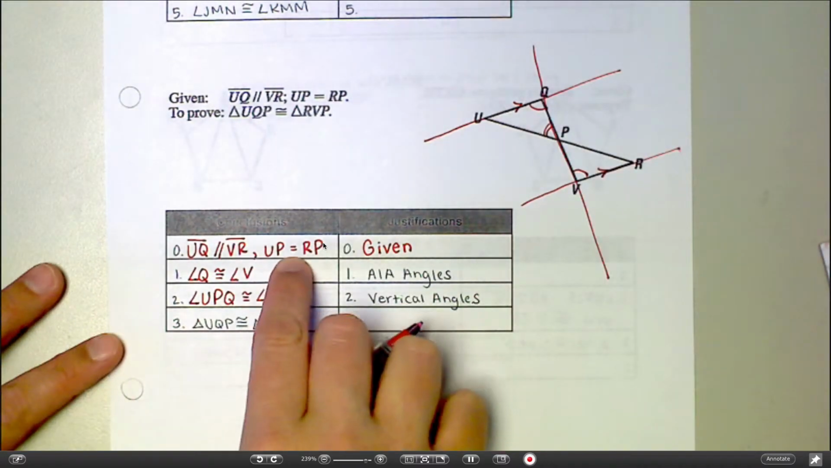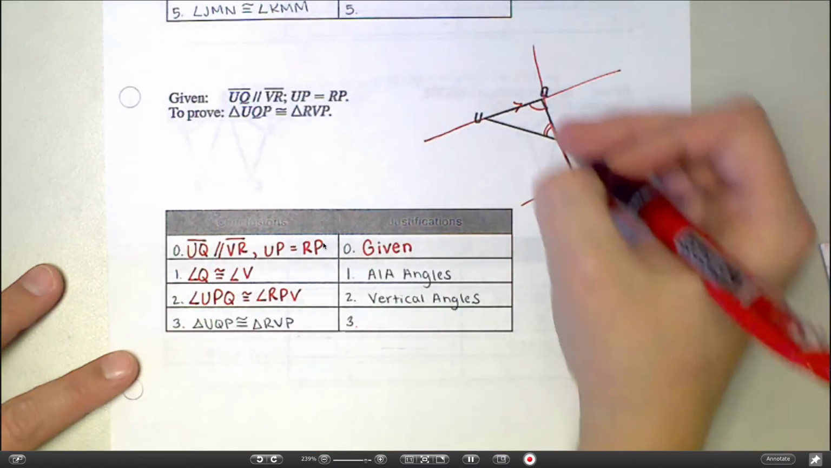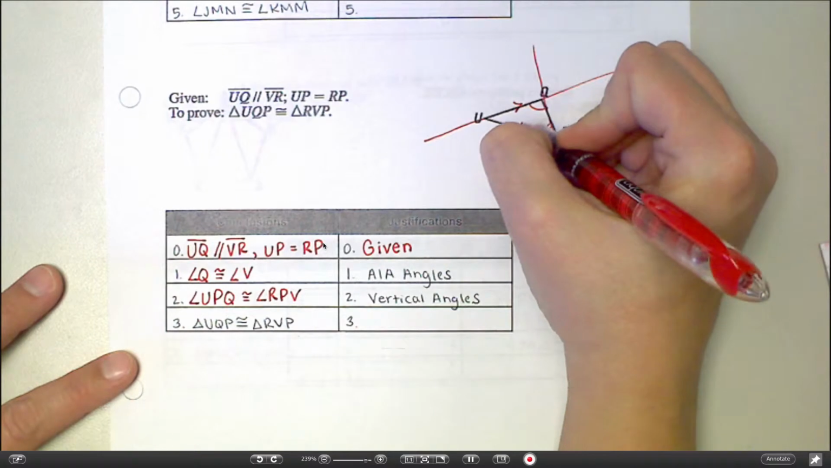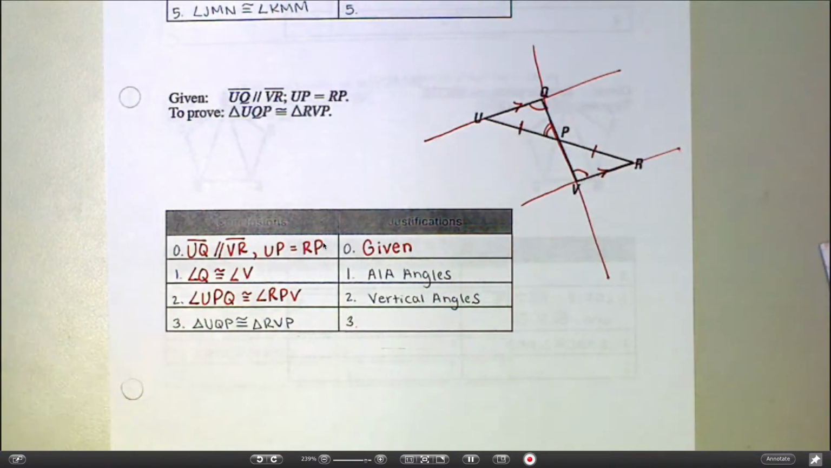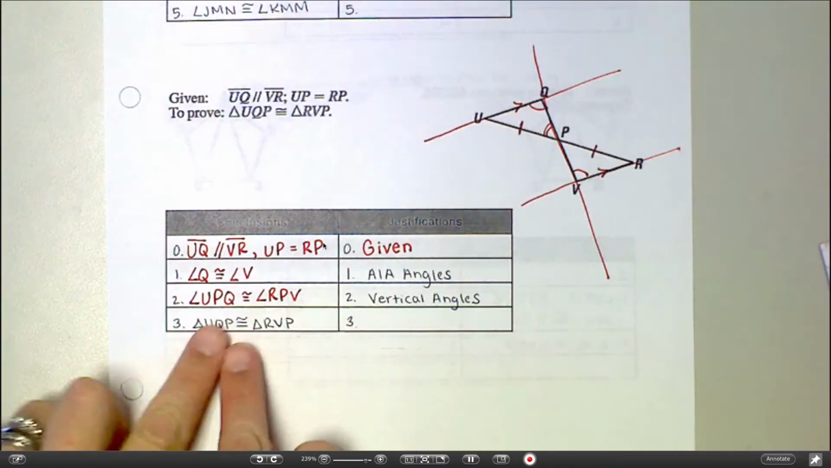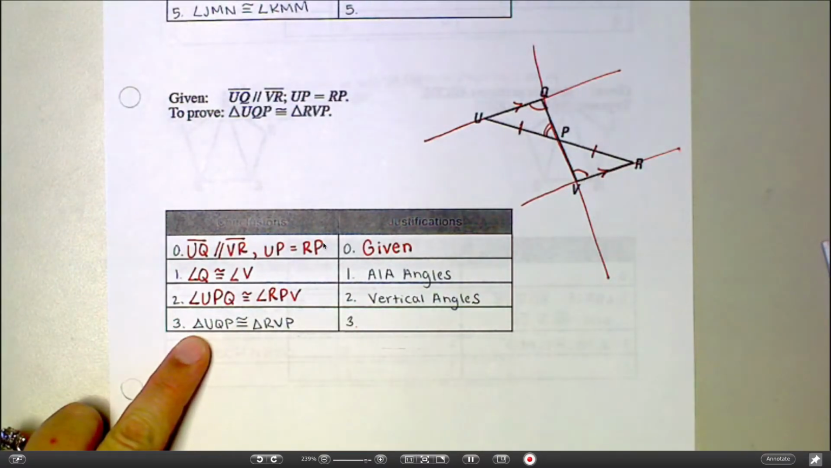Oh, and I missed marking something from my given. I know that UP, this side, is congruent to RP, this side. Okay, so now look at the triangles you've got in that picture. How do you know the two triangles are congruent? And remember, anytime you've got a step that looks like this, you're going to be using one of those triangle congruence properties up there.